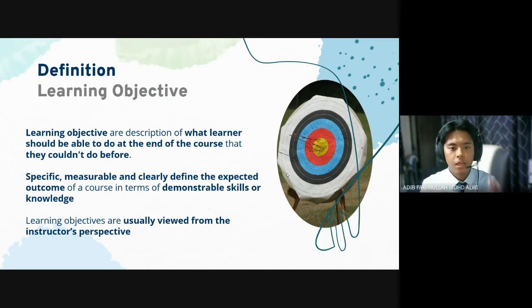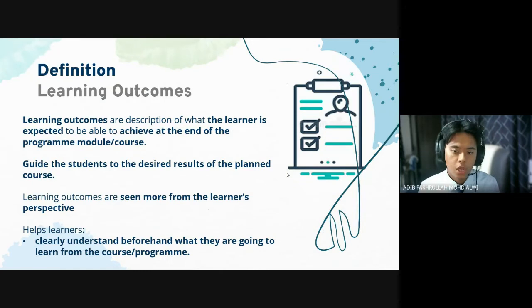Okay, and then now let's turn to the definition of learning outcomes. Learning outcomes are the description of what the learner is expected to be able to achieve at the end of the program, module, or course. So learning outcomes are guiding tools which guide the students to the desired results of the planned course. Learning outcomes are seen more from the learner's perspective. Okay, what will the course teach me as a learner? So it will help learners clearly understand beforehand what they are going to learn from the course or program.